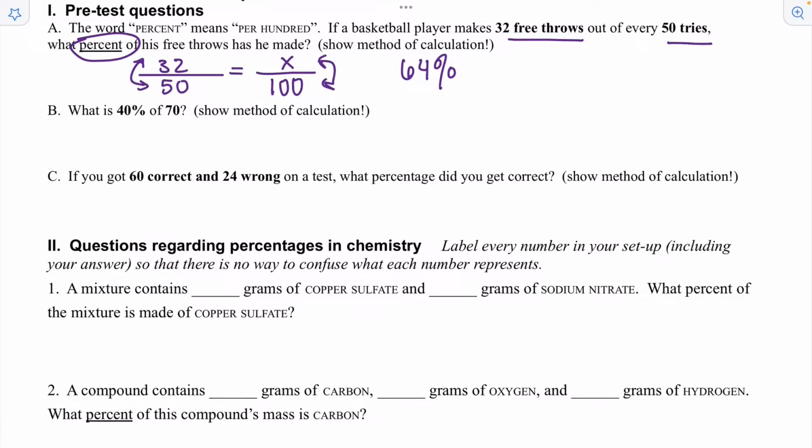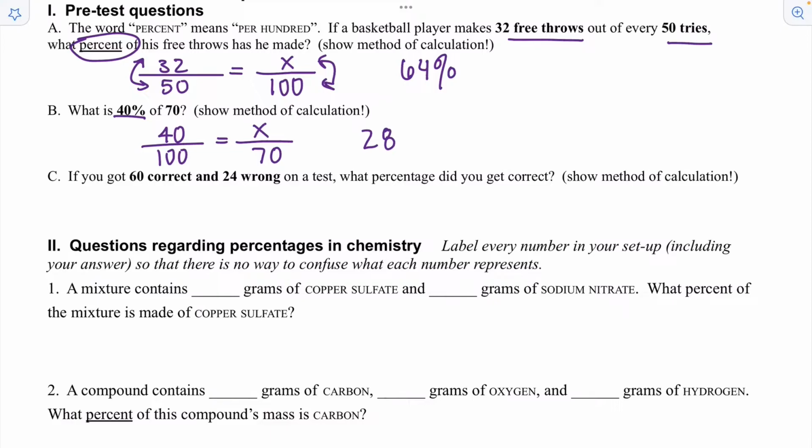What is 40% of 70? Again, we can set this up as a proportion. 40% means 40 out of 100. I'm trying to find out what is that out of 70. It would be like saying you got a 40% on a 70 question quiz. How many questions did you get correct? 40 divided by 100 times 70 is 28.